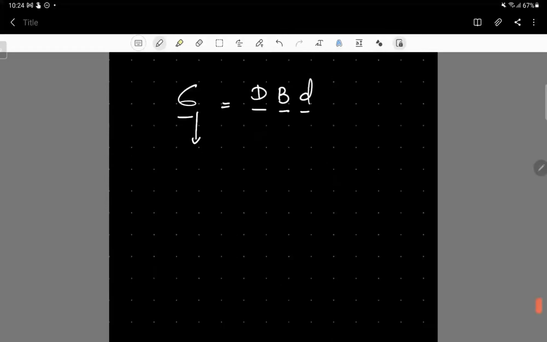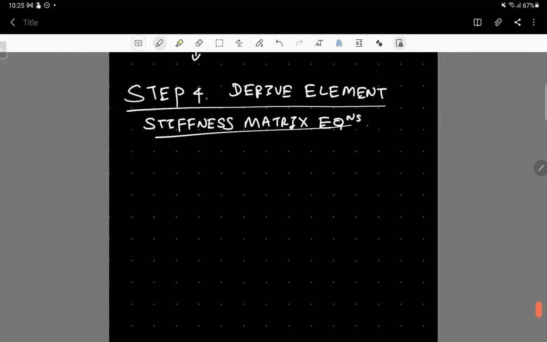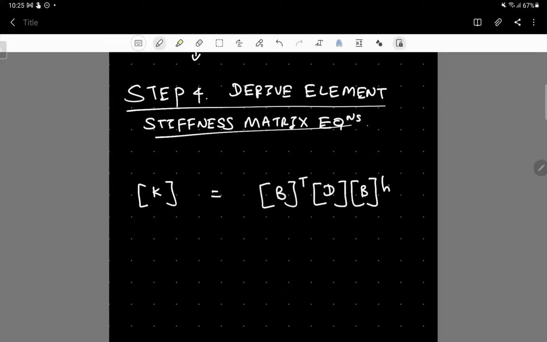Now this next step is simply to evaluate the stiffness matrix. Step 4, derive the element stiffness matrix equations. So we know the element stiffness matrix K is a function of the B matrix. We take the transpose, the constitutive matrix, the B matrix again, and H is the thickness, multiplied by the operator dx dy, which has to be integrated over the whole area.